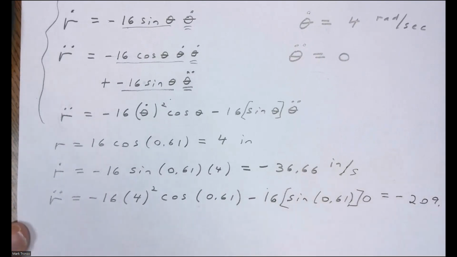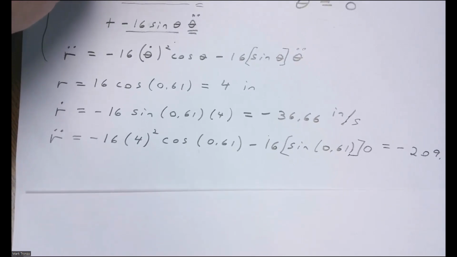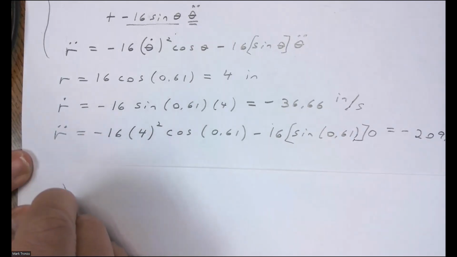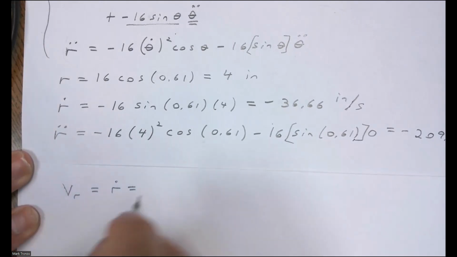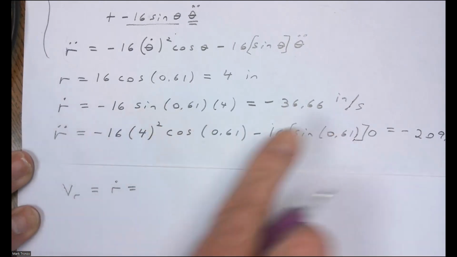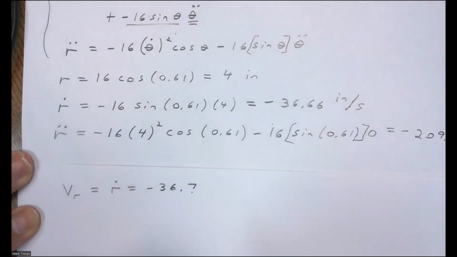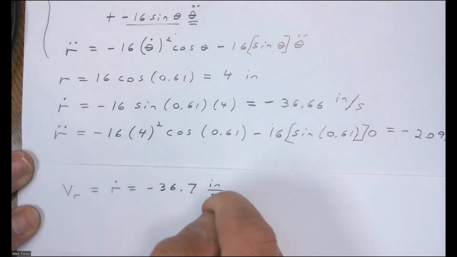Now we have to use all of these together with our equations, and you should have those available on your equation sheet. So the v r, remember, is just r dot, which is equal to, up here, minus 36, I'll call it 0.7 inches per second.